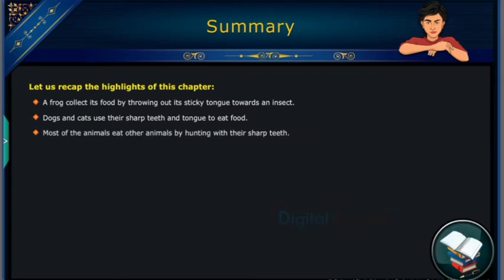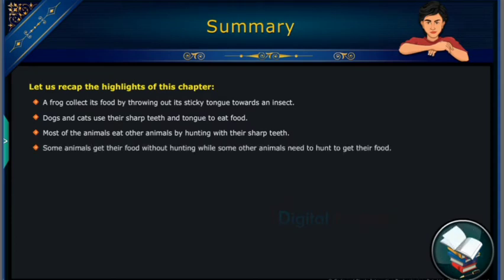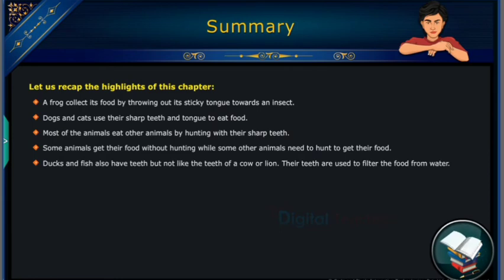Most of the animals eat other animals by hunting with their sharp teeth. Some animals get their food without hunting, while some other animals need to hunt to get their food. Ducks and fish also have teeth, but not like the teeth of a cow or lion. Their teeth are used to filter the food from water.